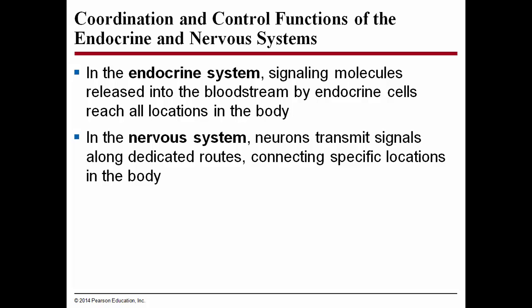Basically, the master gland is located in the center of the brain, called the hypothalamus, and we're going to go into that in greater detail in the next part of the chapter. In the nervous system, neurons transmit signals along dedicated routes connecting specific locations in the body.